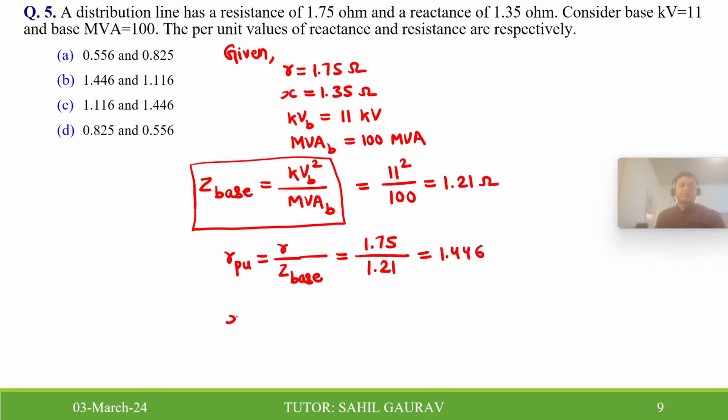1.446, and X per unit is X upon Z base. X is given as 1.35 and Z base is 1.21. So it is coming as 1.116. The problem is asking for reactance first and then resistance. So reactance is 1.116 and resistance is 1.446. Therefore C option is correct.